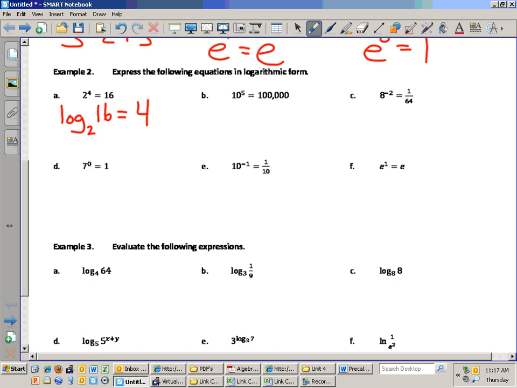I don't know where the word logarithm comes from. I should figure that out. You guys would probably enjoy that, right? Macy, you would like to know, wouldn't you? Yes. All right. Thank you. I'll go to work on that.